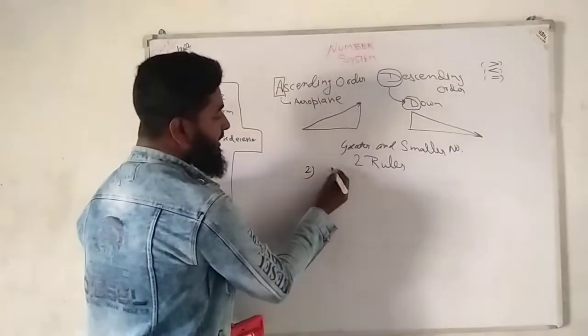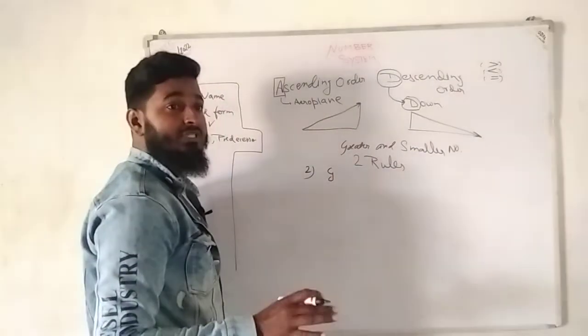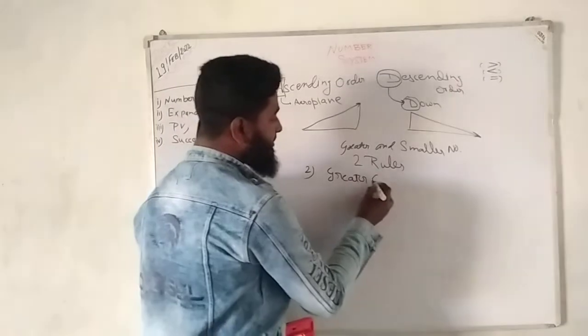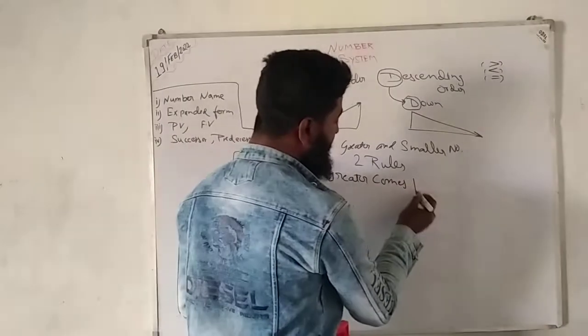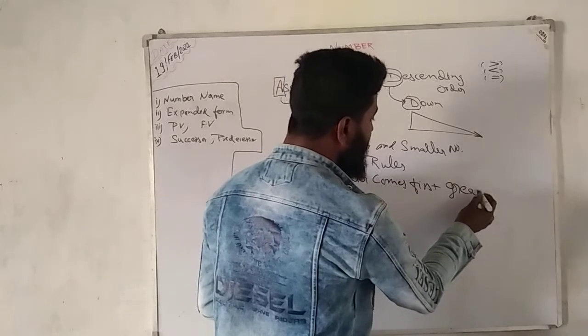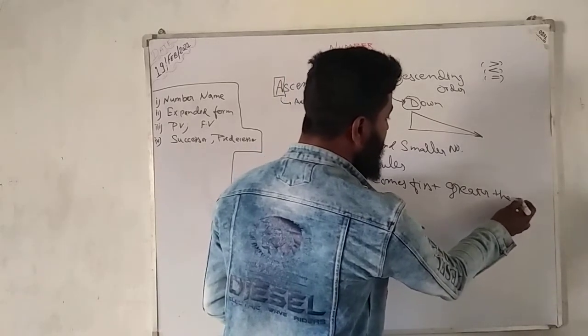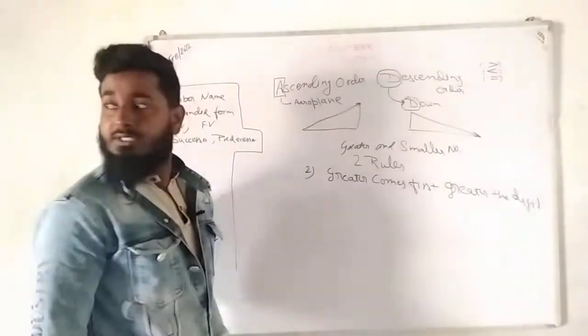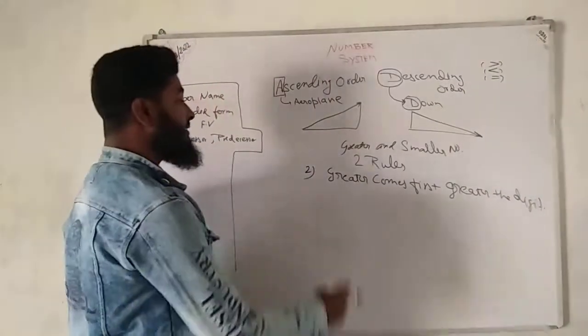Second method: get a number. If the numbers are equal, if the digits are equal in that, then the greater number comes first. Compare the digits; the greater comes first.